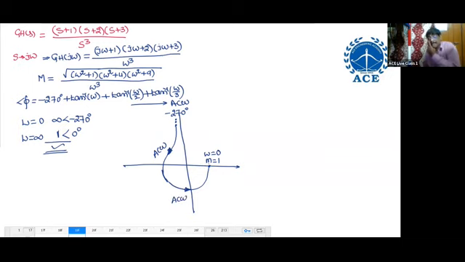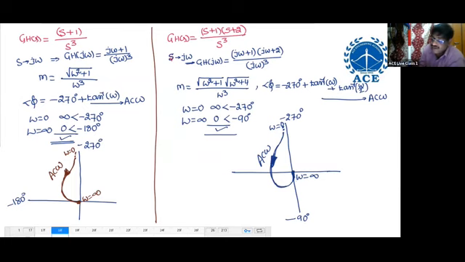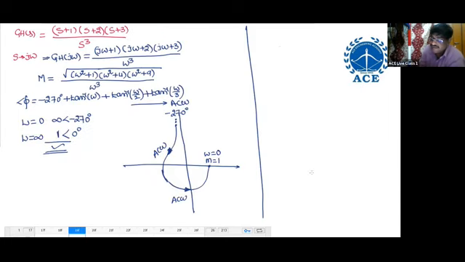This is the plot. So what is the conclusion? The addition of each finite zero shifts the ending angle by plus 90 degrees in the anti-clockwise direction. One finite zero gives minus 180, two finite zeros minus 90, three finite zeros 0 degrees. Shifting plus 90, plus 90, plus 90. So what is the conclusion?